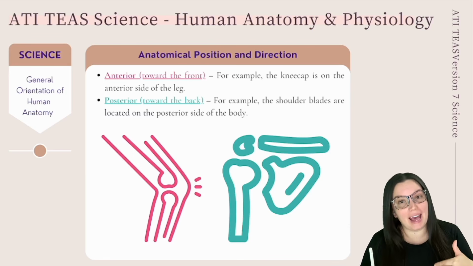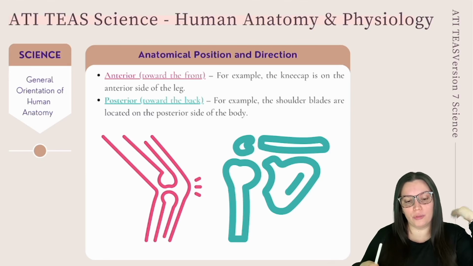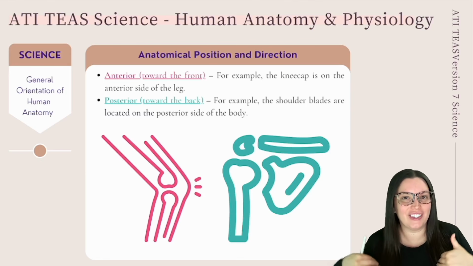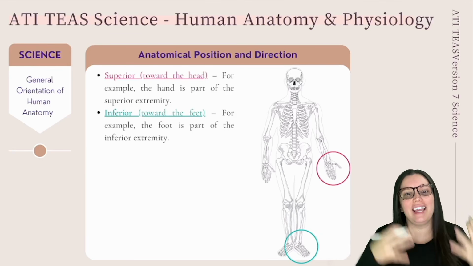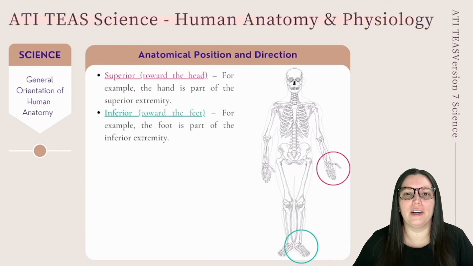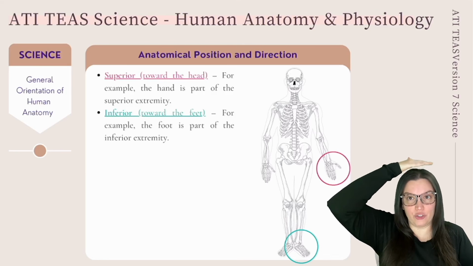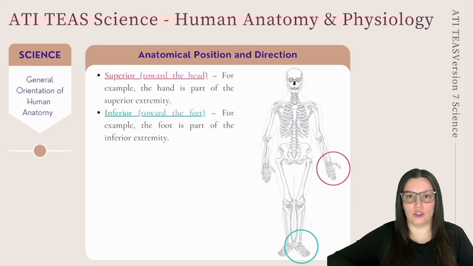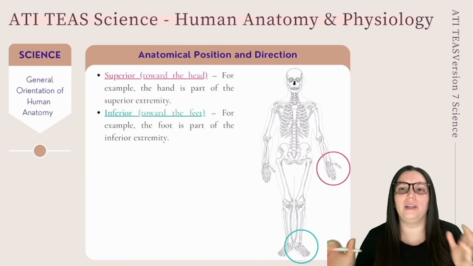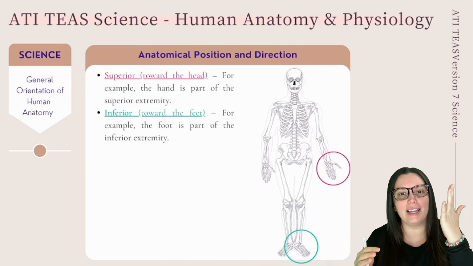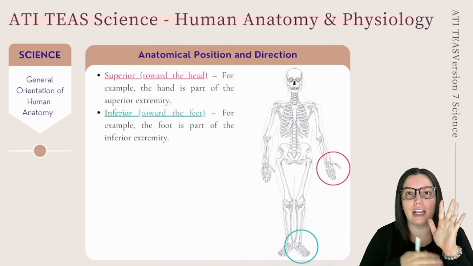Posterior is towards the back. So for example, the shoulder blades are located on the posterior side of the body. Next we have superior and inferior. So superior means it's towards the head, right? Inferior is towards the bottom. So for example, the hand is part of my superior extremity.